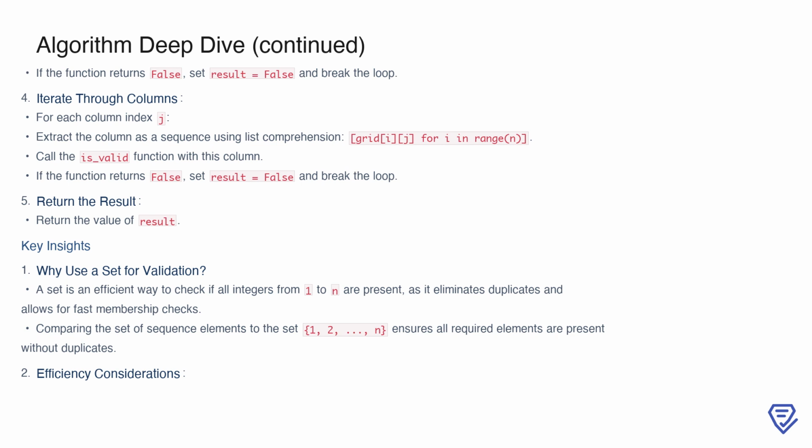To check a column, we extract its values using list comprehension. This allows us to dynamically generate the sequence of elements in the column. Once we have a column, we pass it to the is_valid function, just as we did with the rows. If the function determines the column is invalid, we set result to false and stop further checks. Finally, after processing both rows and columns, we return the value of result. This summarizes whether the matrix satisfies the condition that each row and column contains all integers from 1 to n.